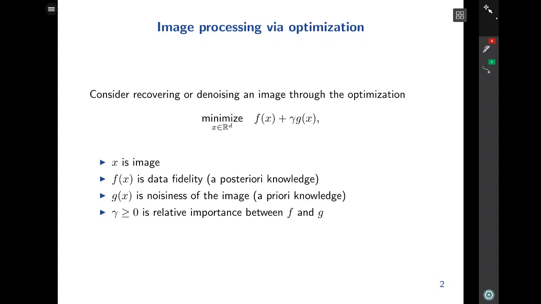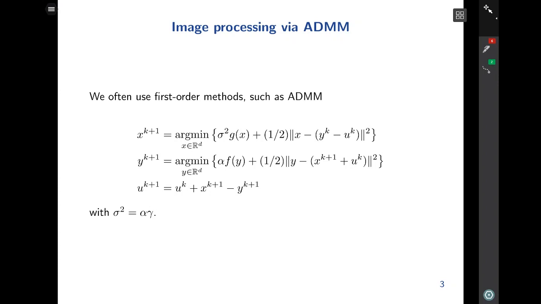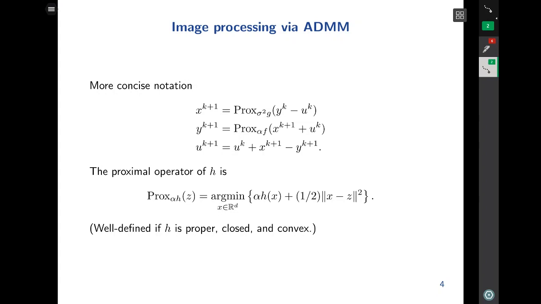To solve this optimization problem, first-order methods such as ADMM are used quite often. In particular, the method ADMM applied to this problem will have this form. We can write the method in a more concise notation if we use the notation of proximal operators. Given a function h, the proximal operator with respect to h is defined through this minimization problem, where we minimize the function alpha times h with a quadratic penalty term that penalizes us for moving away from the center point z. This proximal operator is well defined if the function h is proper, closed, and convex.